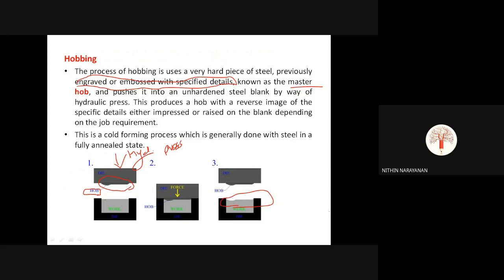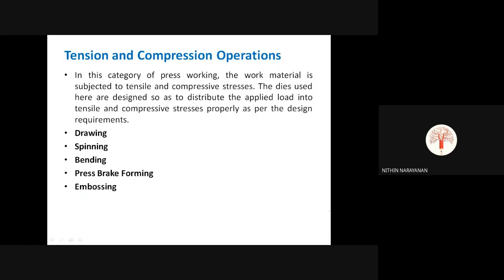This is also like embossing. The method is the same, but this is called the hobbing process. We use one master hob, which is kept attached to the punch, and we apply compressive force over the work kept on a die. So we get the shape of this hob onto the work. That is called the hobbing process. So now we have discussed different types of compressive processes.